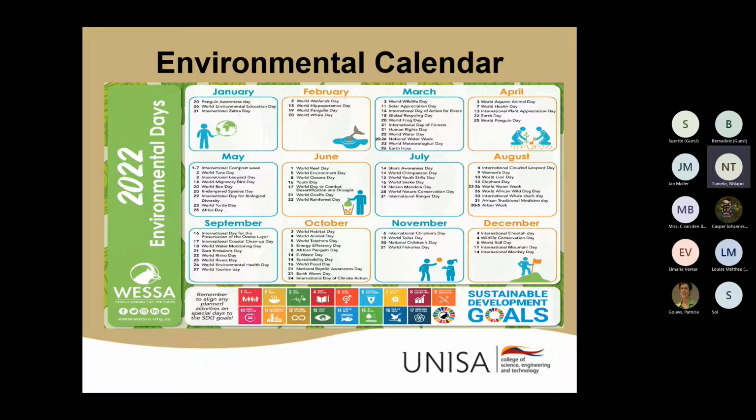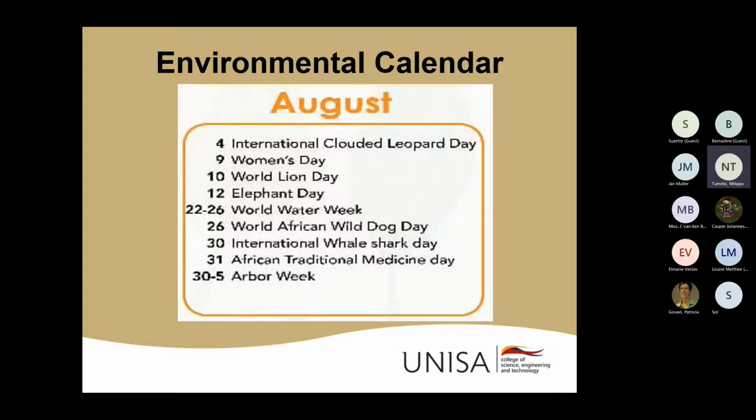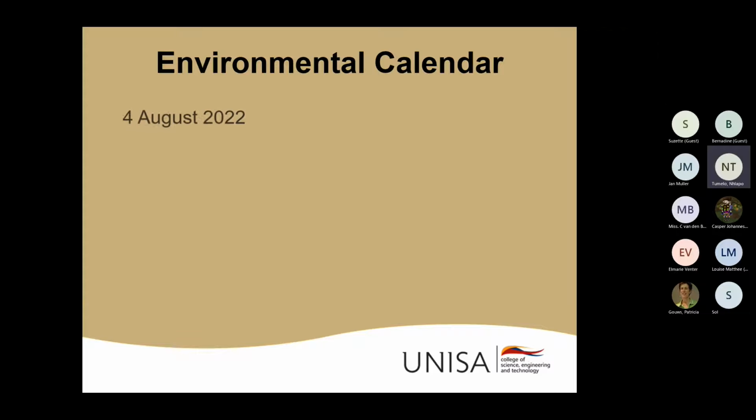All right, so I'll just explain how I use the environmental calendar in order to raise awareness of technology. So, right, as I explained, this is for the month of August. And for the month of August, on the 4th, it was International Clouded Leopard Day.